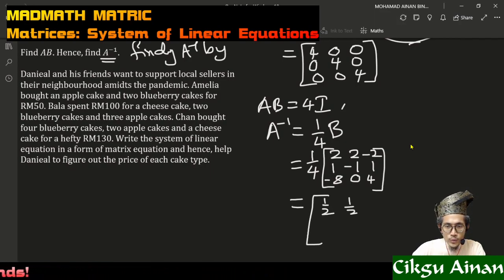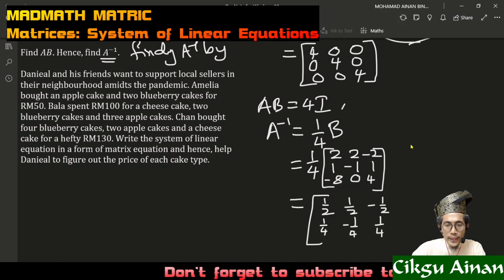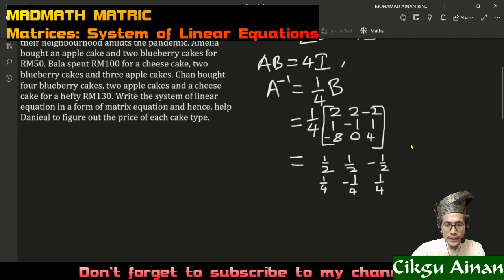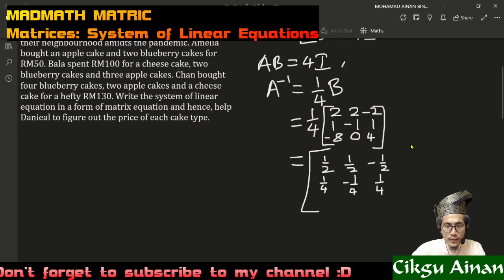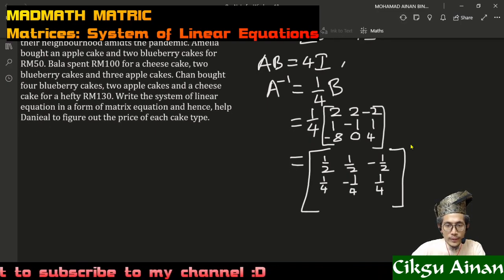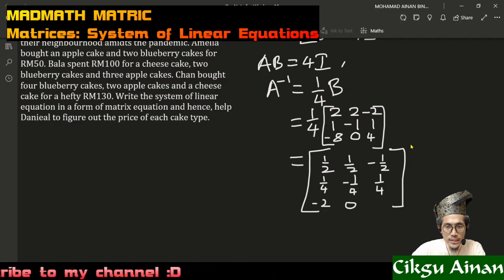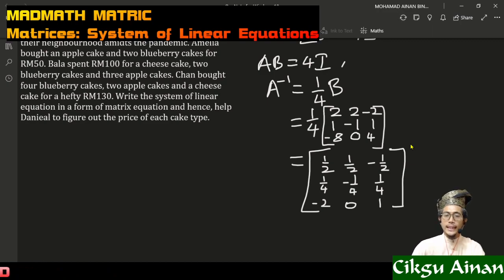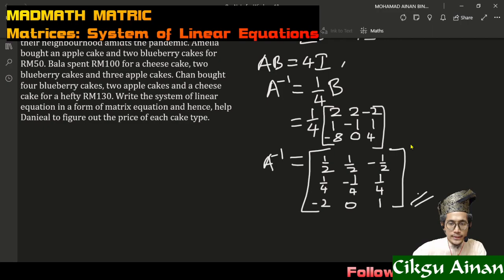1 over 2, minus 1 over 2. This is 1 over 4, minus 1 over 4. This is 1 over 4. I need to extend the matrix. Getting very big. Minus 2, 0, how much is that? 1. So this is the inverse. Must write like this. If you didn't, then lose 1 mark. What a pity, a thousand times pity.